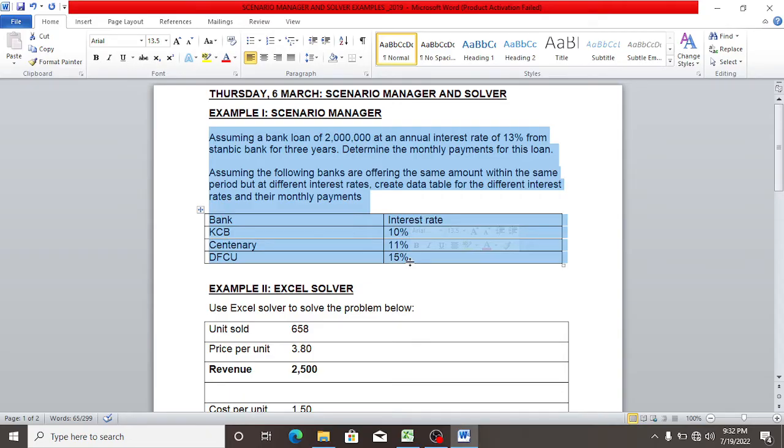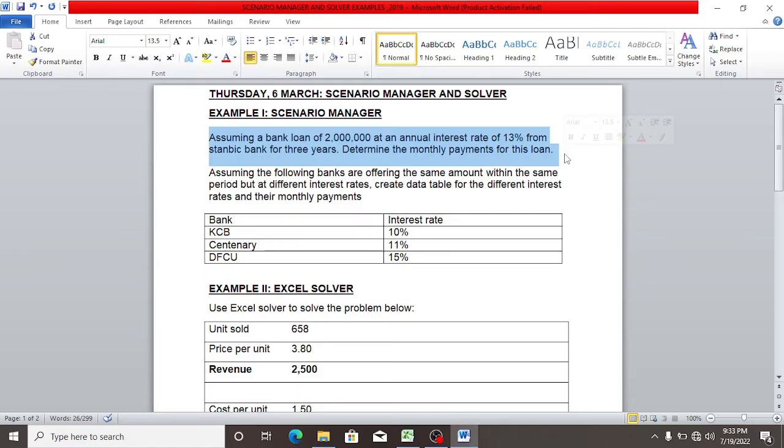So these are the banks that they are talking about. There is KCB, interest rate 10%. Centenary, it is 11%. DFCU, 15%. Then we are going to get their corresponding monthly payments. So we are going to first handle this part. We are going to get the monthly payment for this loan from Stanbic Bank.